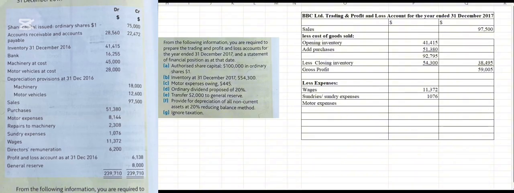Now, so motor expenses owing is $445, and we have the motor expenses normal amount, which is $8,144. So what we're going to do right here is we're going to add them together. The figure that's in the trial balance, which is $8,144, plus the amount in the footnote, which is $445. This will equate to $8,589.